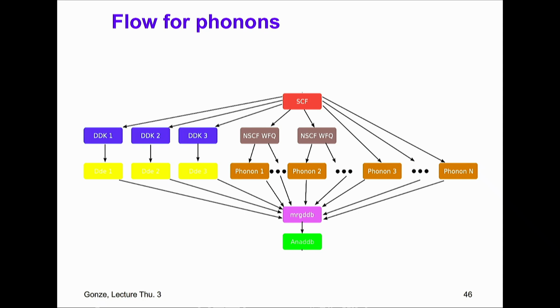All these tasks generate a lot of files. It might actually be very interesting to launch them on separate CPUs, so it's very parallelizable, but the results need to be gathered. This is done by MRGDDB, the merge derivative database. And finally, this box is the analysis of the derivative database, ANADDB. So these are post-processes of the main ABINIT.